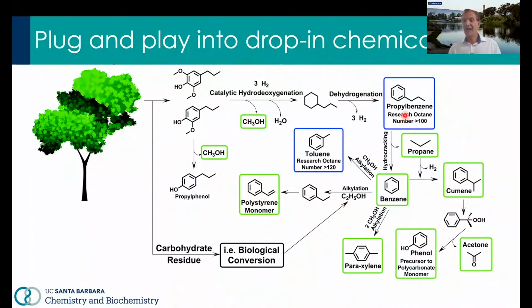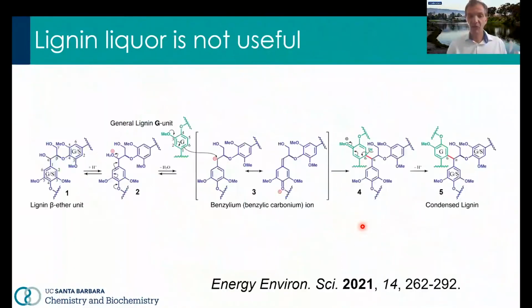So notice this allows us to take the monomeric products that we made from lignin and enter as a drop-in chemical into a host of these different chemicals that are already being made and used in the petrochemical industry from petroleum. And the difference here is that we would be making these from lignin. That's one possibility.